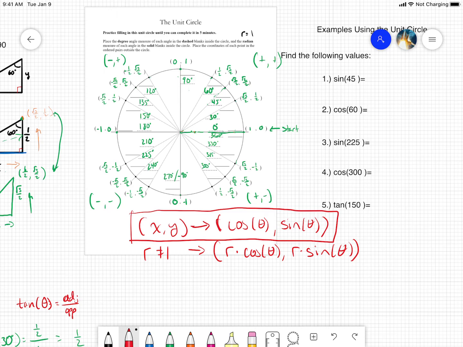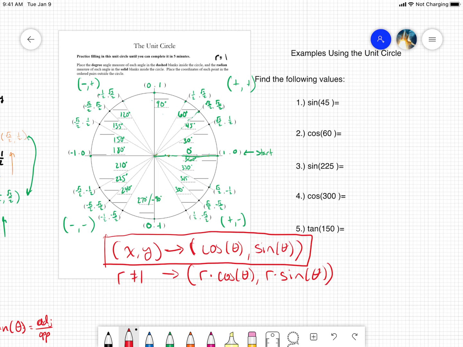So, let's just do the first couple problems over here for examples. How I do this is sine of 45. If I want to find sine of 45 degrees, I'm going to go to my 45. Remember, this is cosine, sine. Sine of 45 degrees is rad 2 over 2. No calculation required.